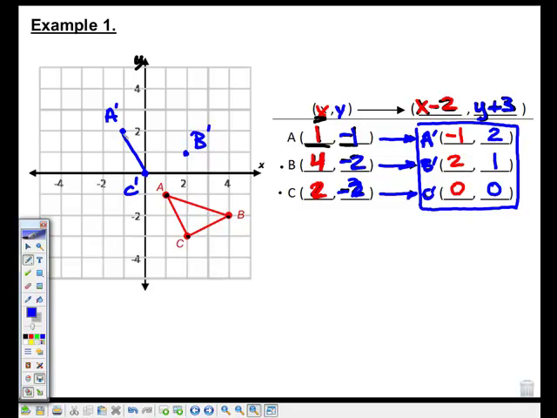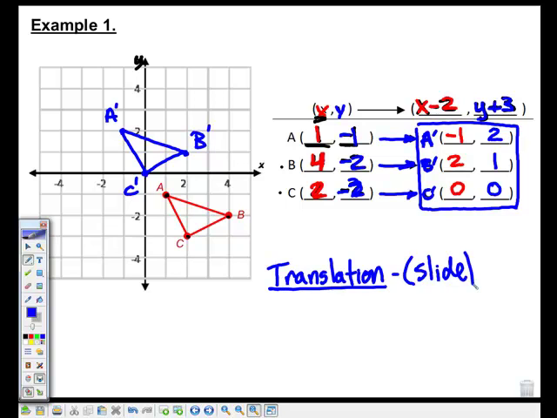And if we draw this shape in, we should see what we've done is we've changed the position of triangle ABC, and it's now triangle A prime, B prime, C prime. This type of a transformation is called a translation. And it's most simply thought of as just a slide.